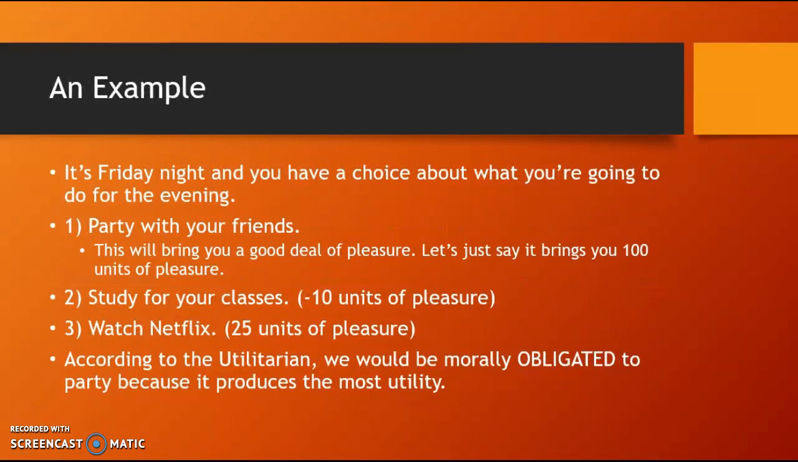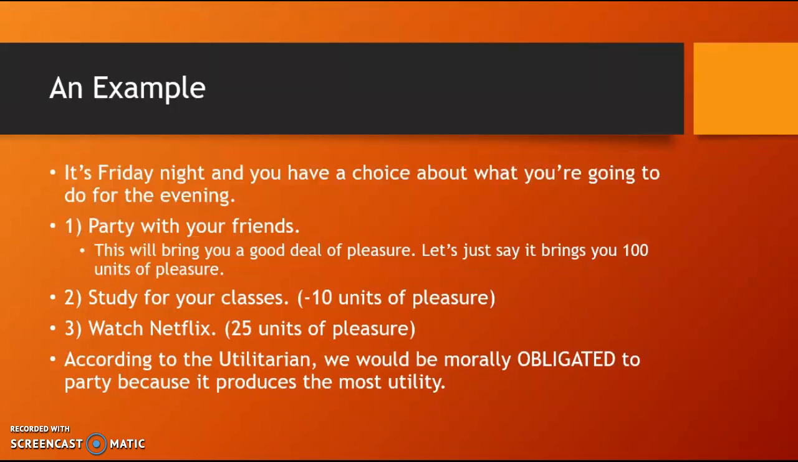Okay, so let's look at some examples now. Through this example, you'll get to see what's required of us, how a utilitarian would think about actions. So it's a Friday night. You had a long week, you're coming home, and you're going to decide what you're going to do that night. And you have some choices in front of you. First, you could go party with your friends. Whether you drink or not, or just dance or don't like dancing, whatever your idea of a good party with your friends is, that's what's on the table.